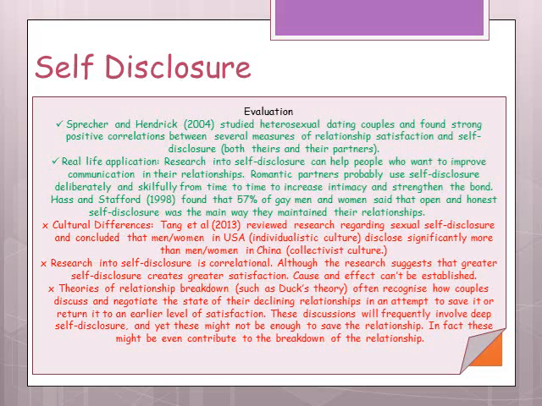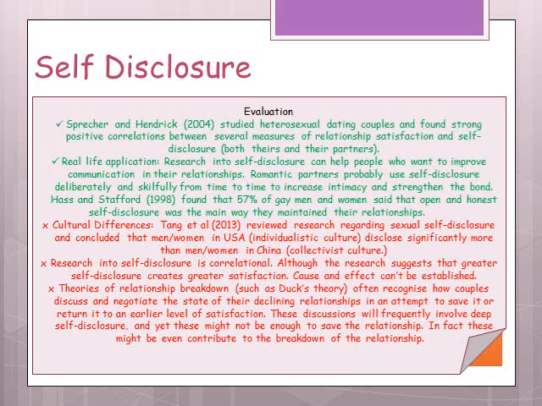Research regarding sexual self-disclosure concluded that men and women in the US, so individualistic cultures, disclose significantly more than men and women in China, collectivist cultures. So it might not offer a universal explanation and it might be culturally biased. Research into self-disclosure is also correlational. Although the research suggests that greater self-disclosure creates greater satisfaction, cause and effect can't be established. It could be that greater satisfaction leads to you disclosing more about yourself.